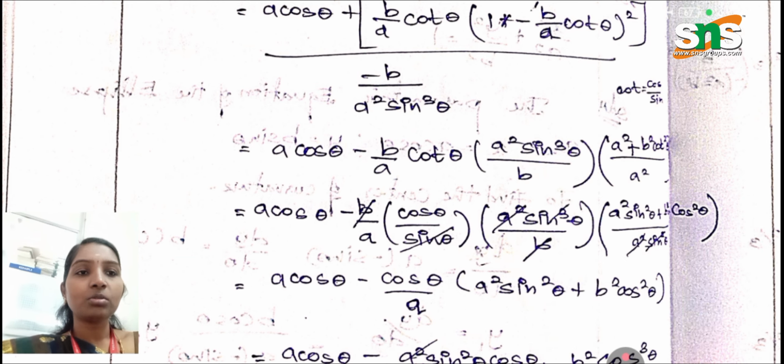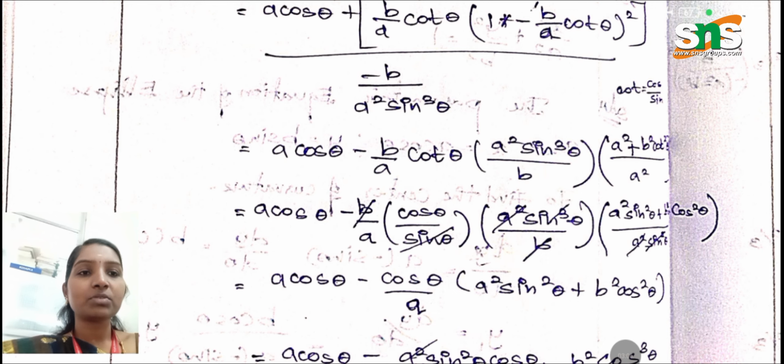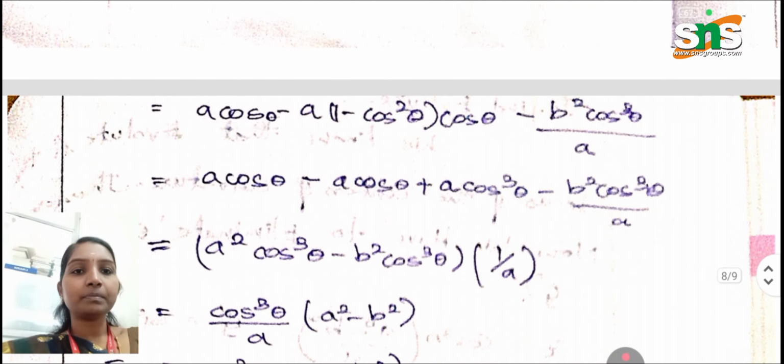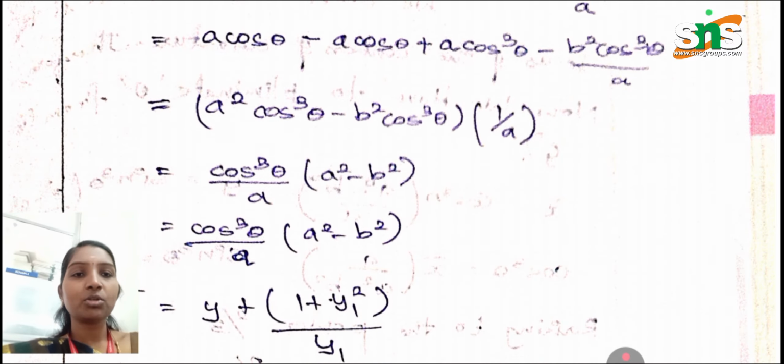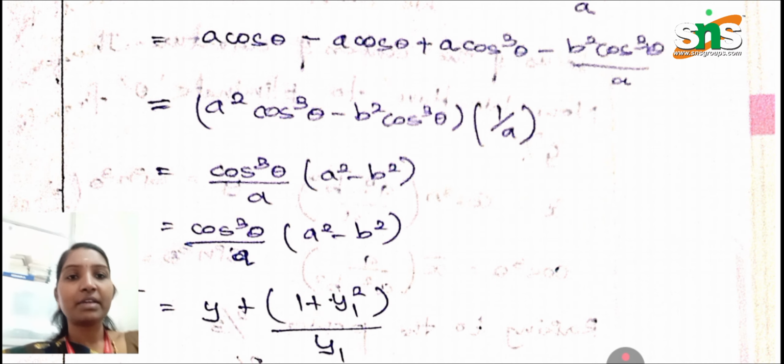So on cancelling out the extra terms here, we will be left with a cos theta minus a cos theta by a into a squared sin square theta plus b squared cos square theta. Now on simplifying it, we have cos cube theta by a into a square minus b square, which is nothing but cos cube theta into a square minus b square divided by a. In a similar way, we are going to find y1.